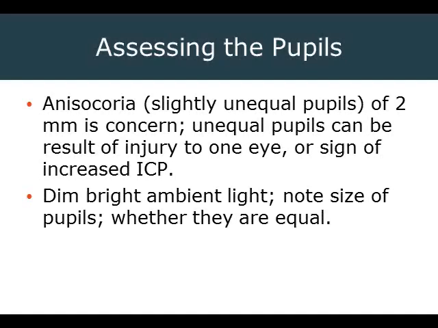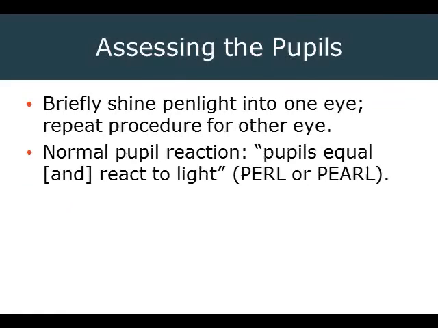When we are assessing those pupils, you're going to want to briefly shine the pen light into one eye and then repeat the procedure for the other eye. Now, when you do this, shine the light in, say, the right eye. Note what it does. Take it away. Shine the light back in the right eye. Look at the left eye. See what it does. Does it constrict like the other one?